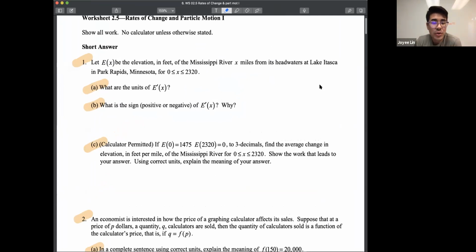So what are the units of E prime of X? Let E of X be the elevation in feet of the Mississippi River, X miles from its headwaters at Lake Itasca in Park Rapids, Minnesota. Anybody have any idea what the units of E prime of X might be?